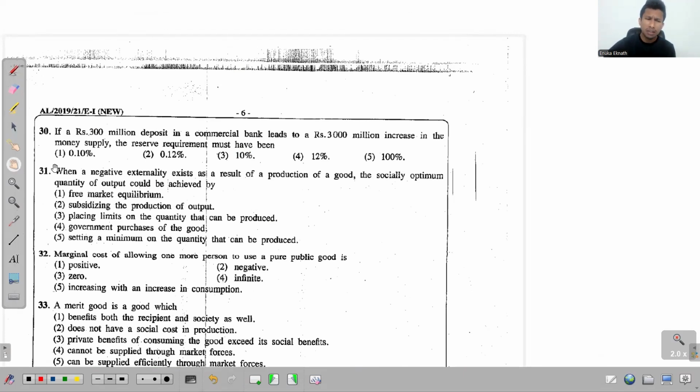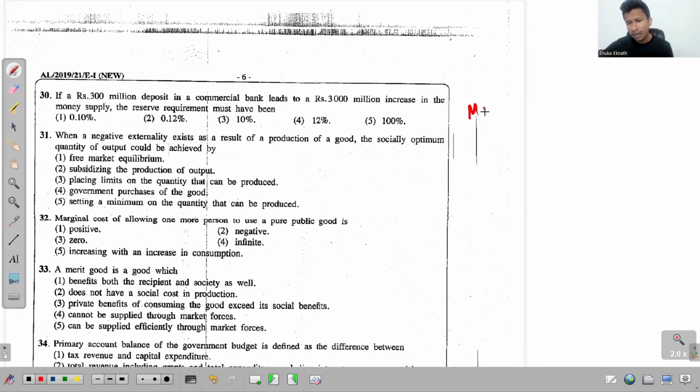So I can apply the same equation. Let's say M1 money supply. Money supply equals currency held by the general public plus demand deposits. The money supply has increased by 3,000. So what happened to the currency in circulation, the currency that is held by the general public? What happens to that?